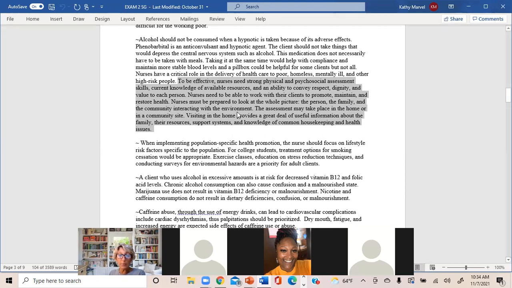And then we went through a whole section of visiting the home provides a great deal of useful information about family resources, support systems, right? And knowledge of their common housekeeping and health issues. We say that home visits are the best way to obtain information. You can do a physical assessment of the environment. You could do a social assessment. You can do an environmental assessment. You can do a risk assessment, behavior, violence assessment.